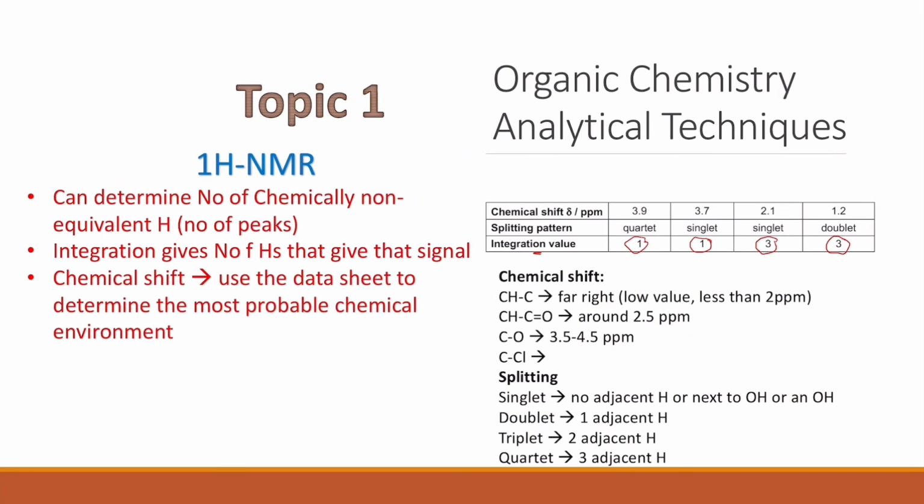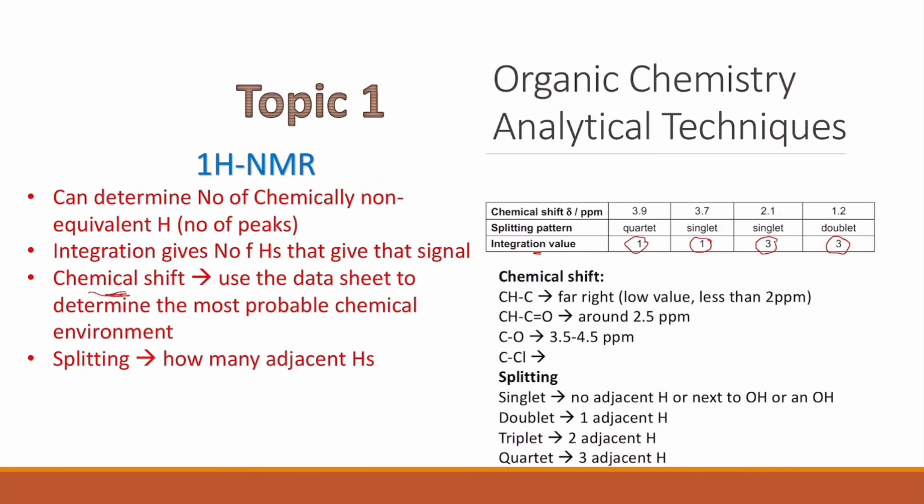And then the chemical shift. The chemical shift in parts per million, we use the data from the datasheet they provide you with to identify the most probable chemical environment. So you're going to identify whether the protons are on a carbon and adjacent to it is another carbon or a carbonyl group or an oxygen or an electronegative group like chlorine or bromine. So this is how we identify the chemical shift. The chemical shift gives us information about the adjacent atom itself.